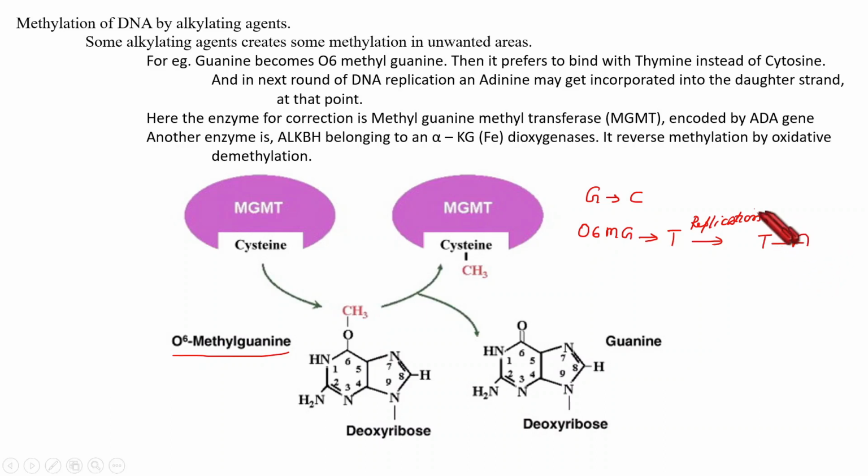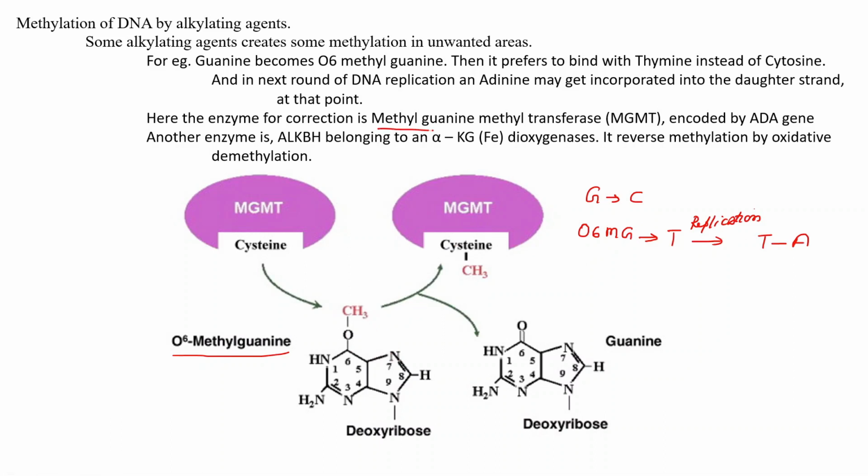So in that way, that mistake will continue after one round, after several rounds of replication. That mistake will persist there and it will lead to serious problems. So we need to avoid that. That is a complication. So let's see which enzyme is removing this methyl group. Which is the enzyme? Two enzymes are here.